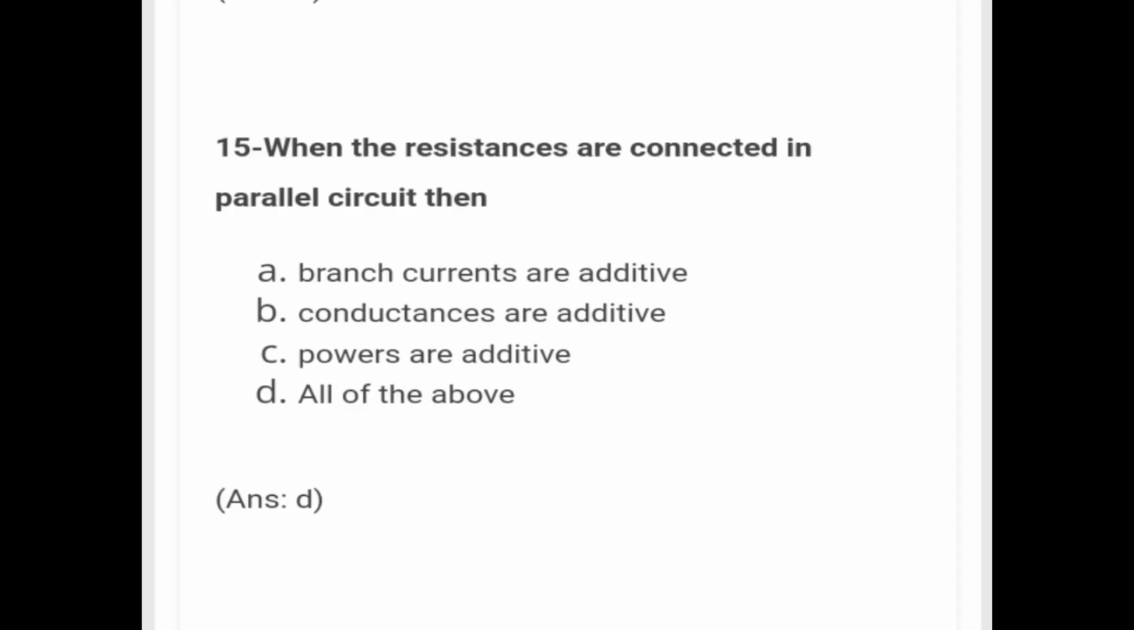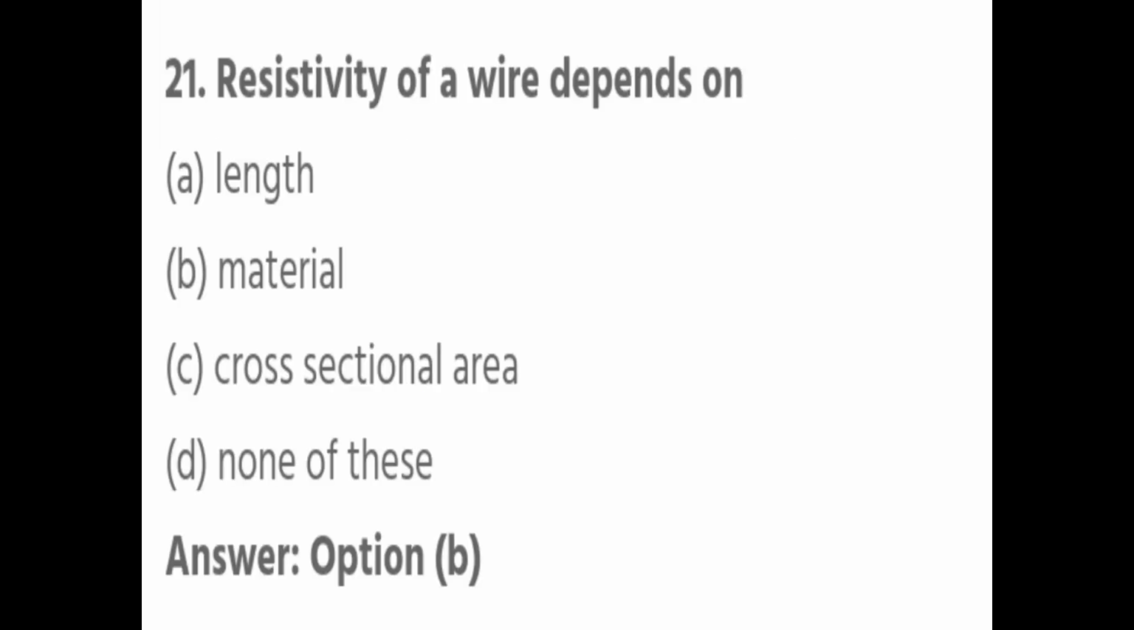Next question is, when the resistors are connected in parallel circuit, then branch currents are additive, conductances are additive, power is additive, all of above. So option D is correct. When the resistances are connected in a parallel circuit, then branch currents are additive, conductances are additive, and power is additive. Next question is, resistivity of wire depends on length, material, cross sectional area, and none of above. So option D is correct, sorry, that is the material. Means the resistivity of a wire depends on the material.